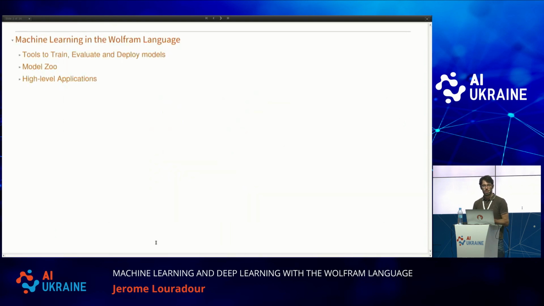Okay, so now I'm going to present the machine learning. There are three steps, we can say. There are tools to train, evaluate, and deploy the models. There are also pre-trained models that are available. And then there are high-level applications which we are making in my team, which are based on the models that we train and that are doing things.